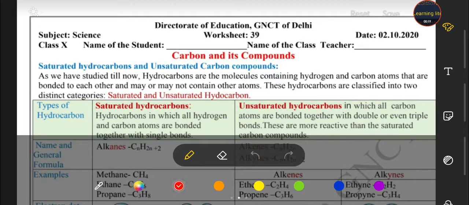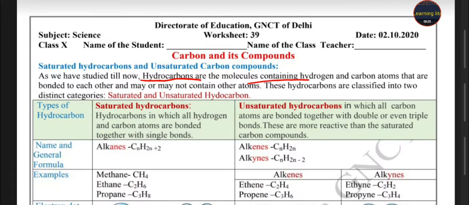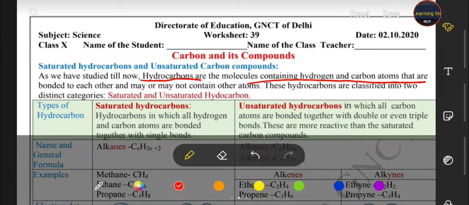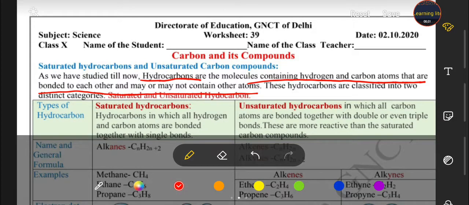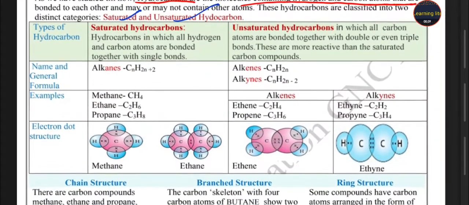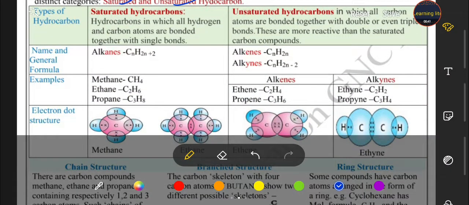What is a hydrocarbon, students? As it is clear from its name, hydro plus carbon, it means compounds which contain hydrogen and carbon bonded with each other. They are called hydrocarbons. And these hydrocarbons are of two types, saturated and unsaturated. Let's discuss some differences between saturated and unsaturated hydrocarbons.